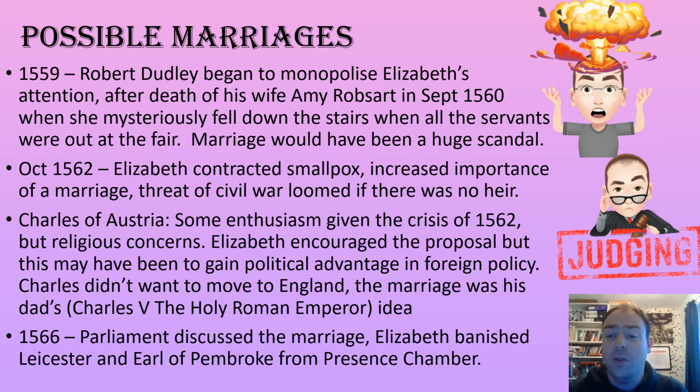Now, at the end of the 1550s, 1559, Robert Dudley began to monopolise Elizabeth's attention. There was lots of rumours about what was going on. He seemed to have incredible access to her. She seemed to give all the outward appearance of a woman in love. There was a slight issue with all of this, of course, in that Robert Dudley was married to Amy Robsart. However, in 1560, she mysteriously fell down the stairs when all the servants were out at a fair. It was an enormous scandal. There was an investigation into it. Dudley was found to have done nothing wrong.